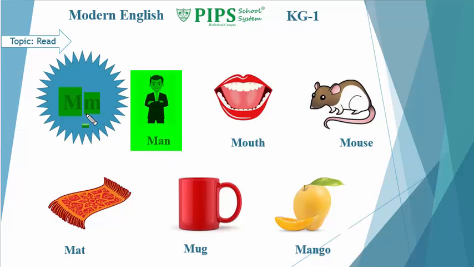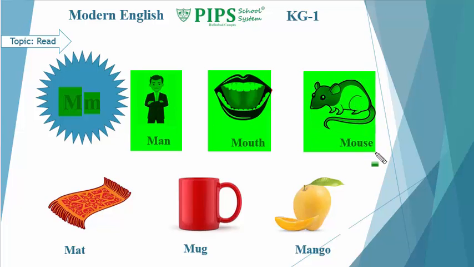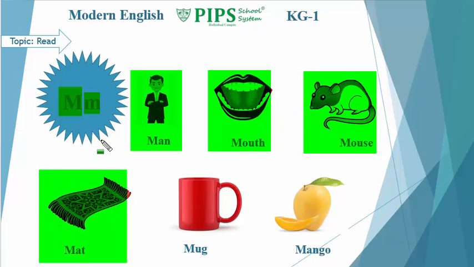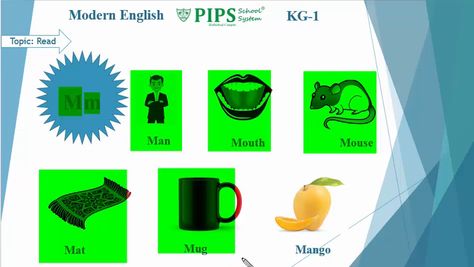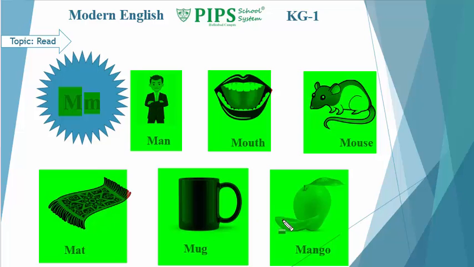Man. Mouth. Mouse. Mat. Mug. Mango. Now students, read with me.